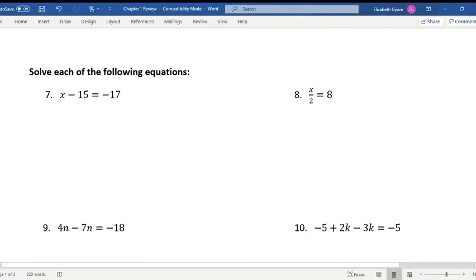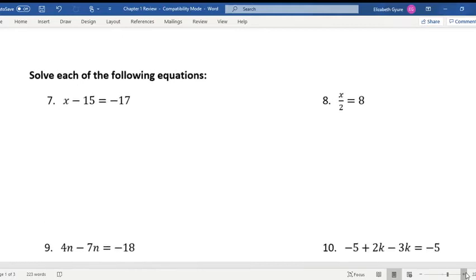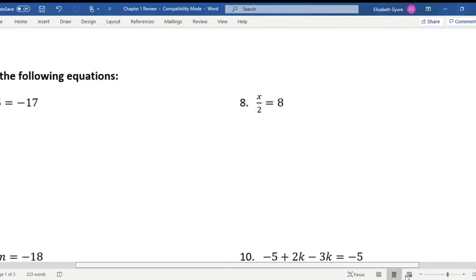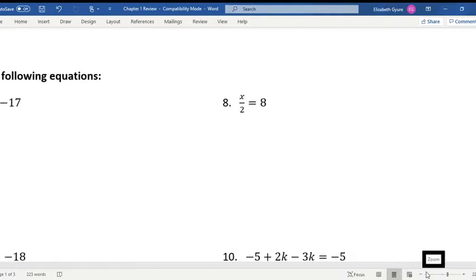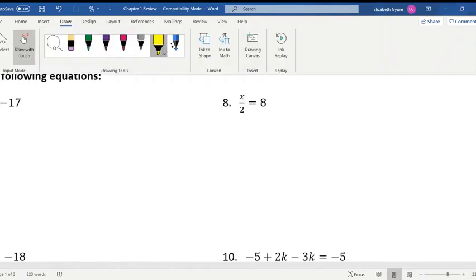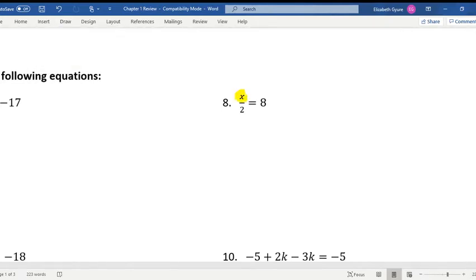So number 8, we got x over 2 equals 8. We want to solve for x. We're trying to get x all by itself. So remember, we need to use opposite operations.